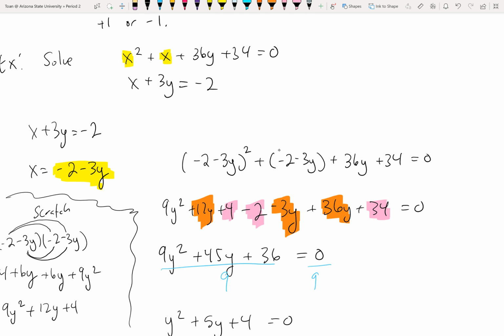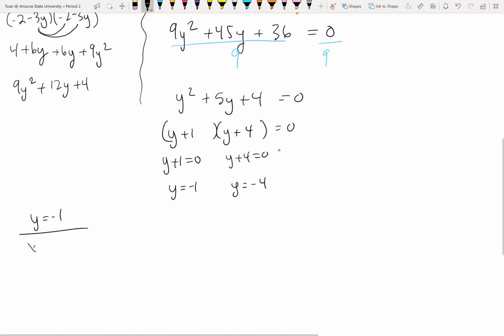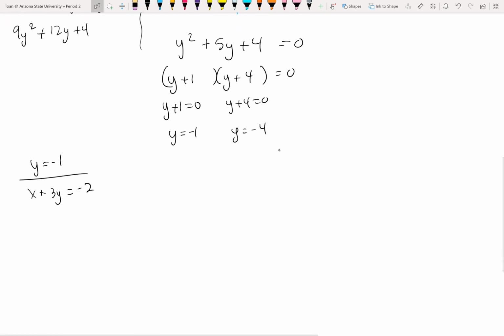If you want to have a good time, if you want to live life on the edge, go ahead and plug into the top equation. I'm going to take the safe route and plug into the bottom equation. So the bottom equation is x plus 3y equals negative 2. Wherever I see a y, plug in a negative 1. X plus 3 times negative 1 equals negative 2. X minus 3 equals negative 2, x equals 1.